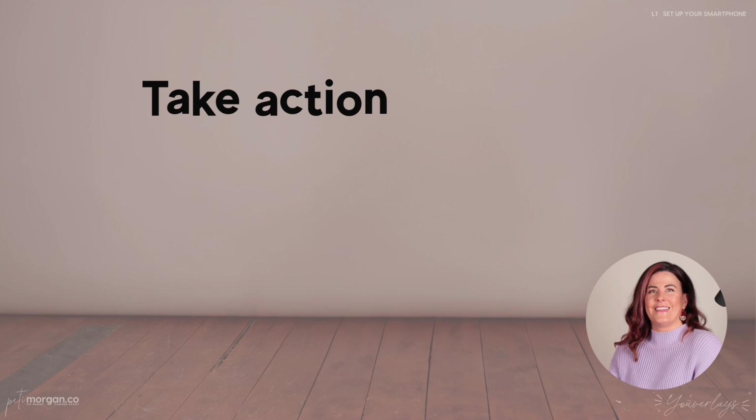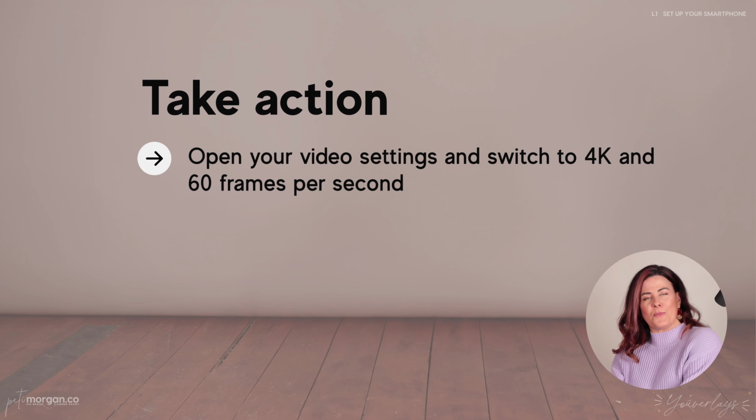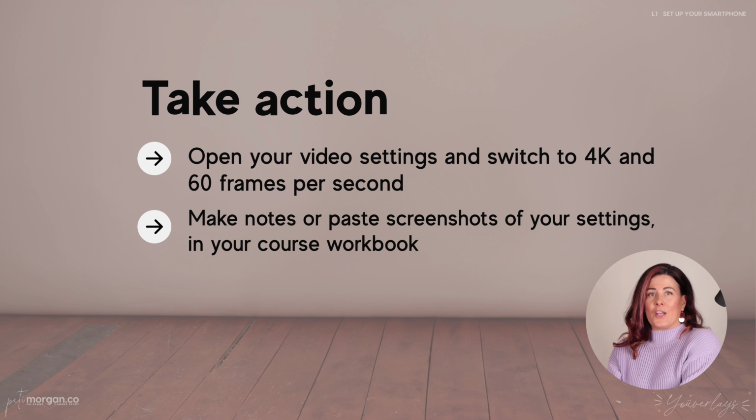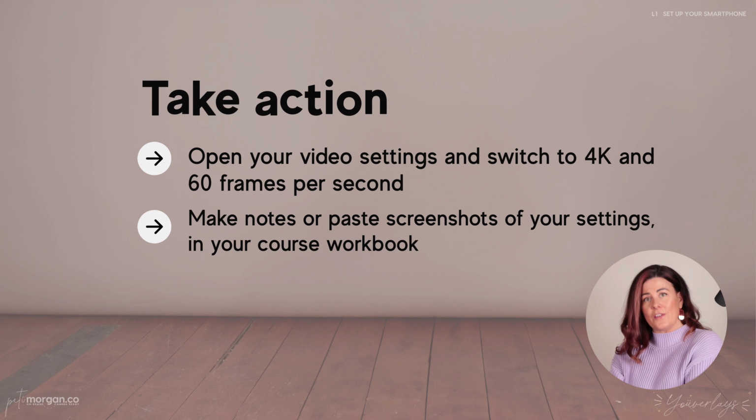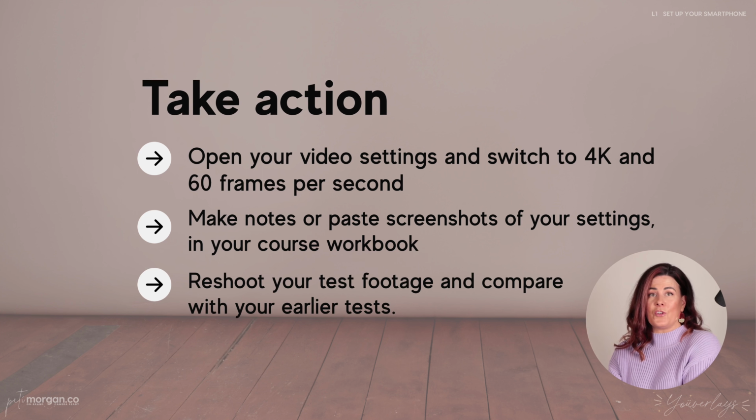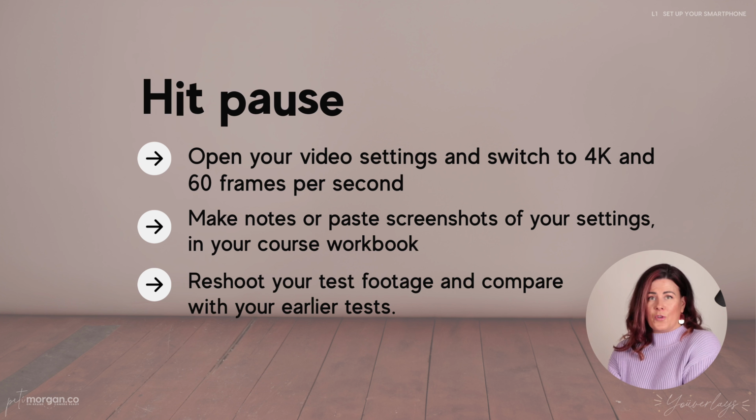Take action. Open up your video settings and switch it up to shoot in 4K at 60 frames per second. Make notes or paste screenshots into your course workbook about how you found these settings. And now that you have the 4K 60 frames per second settings engaged, reshoot the test footage you did earlier. Review and compare it to both your selfie lens footage and then the back lens footage before you made these changes. Do you see the difference?